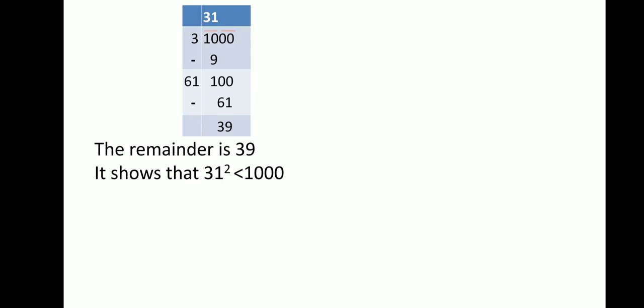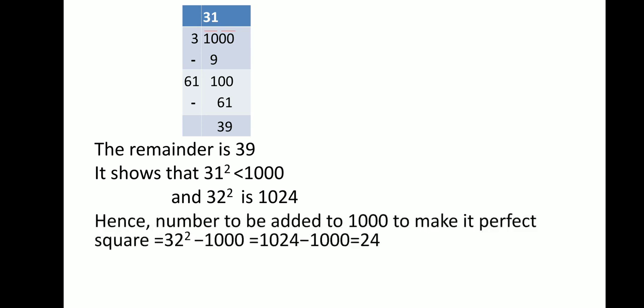Now it shows that 31 square is less than 1,000. As it is a case of addition, like how many more plants will be required, what we are supposed to do is add 1 to the quotient. Here the quotient is 31, so 31 plus 1 is equal to 32. So 32 square is equal to 1024.